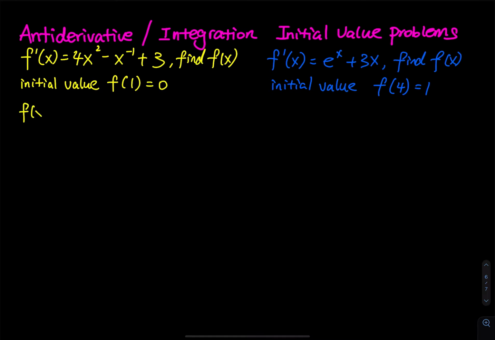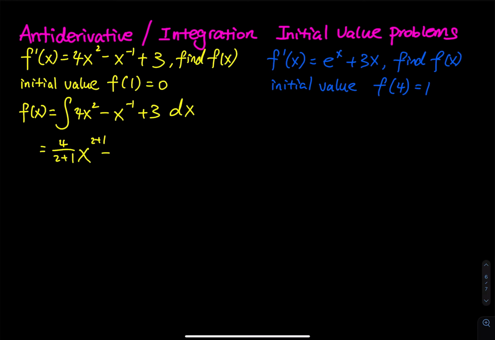So f of x equals the integral of 4x squared minus x to the negative 1 plus 3, and this is with respect to x. So using a simple power rule, we have x to the 2 plus 1, right? And then 4 divided by that. And then the integral of x to the negative 1 is ln absolute value of x.